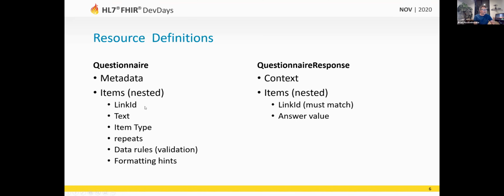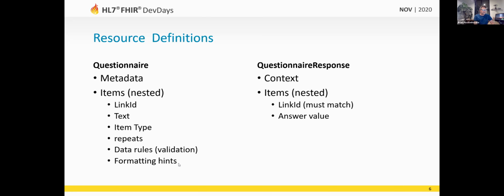Most important is our link ID, which is how everything joins together. Along with that is the text, so think about the name of the field, a bit of display label. Then the item type: what type of data entry is this? Is it a string field, a text field, a date field, a choice set? And then repeats, data rules for validation such as min-max, and some formatting hints. So if it's a choice, do I want to use a drop-down? Do I want to use a radio set?